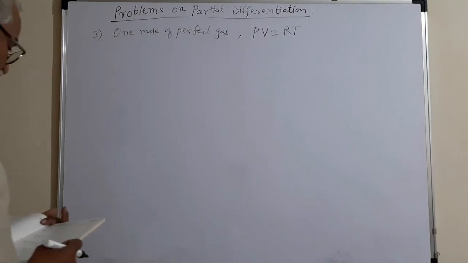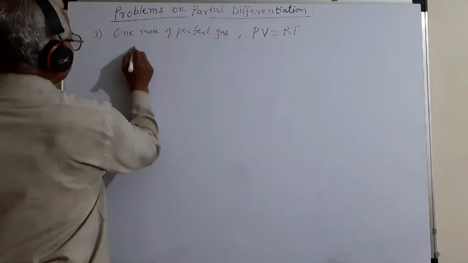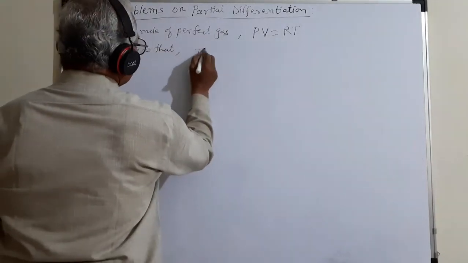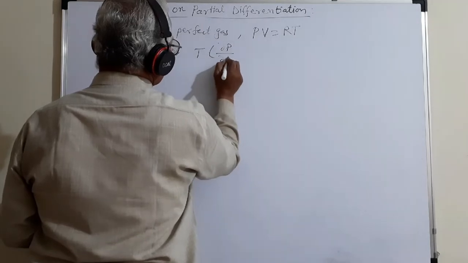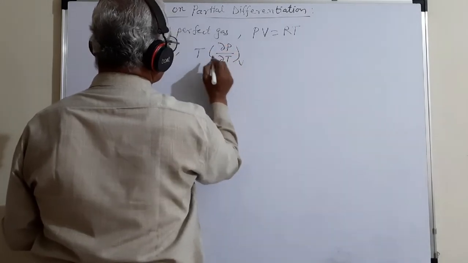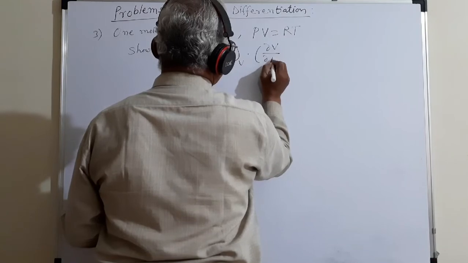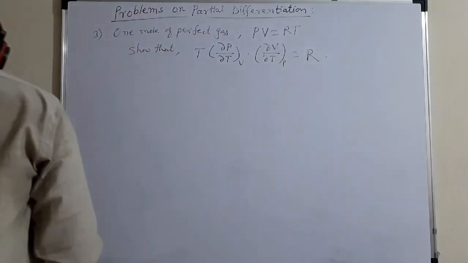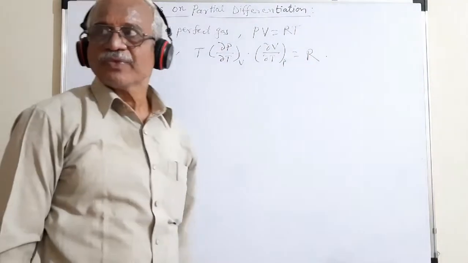Now, if we have this equation for 1 mole of perfect gas, we are asked to show that T dou P by dou T at V into dou V by dou T at P is equal to R. We are asked to show that T dou P by dou T at V into dou V by dou T at P is equal to R.